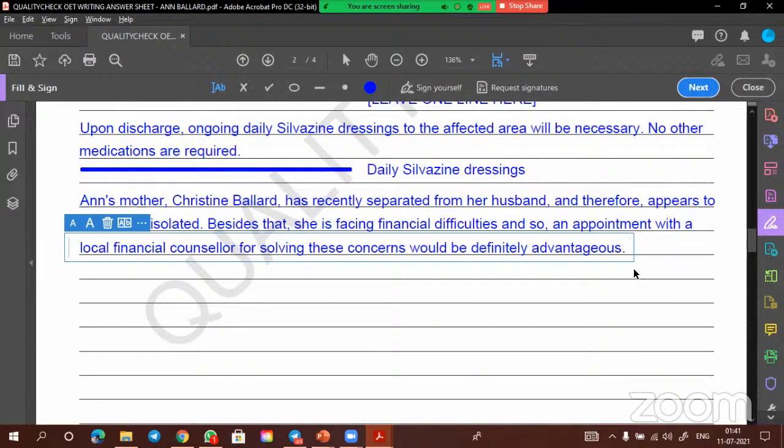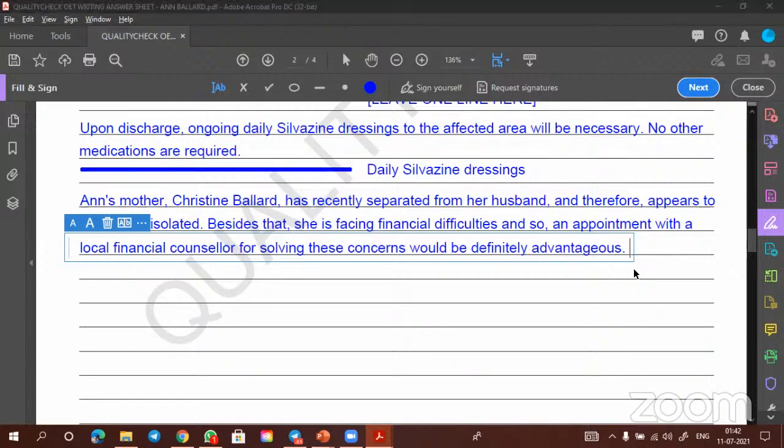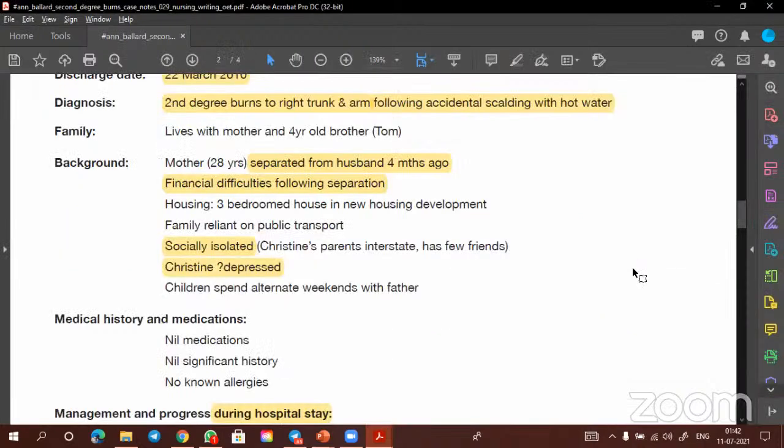So Anne's mother, you have said, that means she. Or Christine Ballard means she. Or Anne's mother means she. Okay, fine. So you can say here, how did you notice this one? So somebody noticed these things. So who noticed? You noticed, or your senior noticed, or all the staff members noticed.